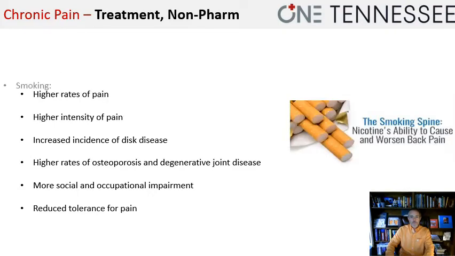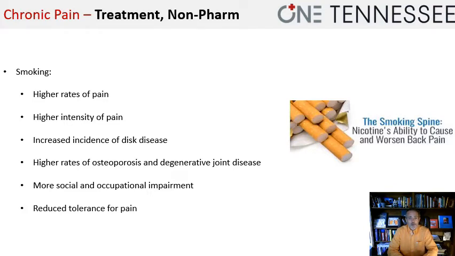Try to assess your patient's willingness to stop or cut back on smoking. We know the adverse health effects that smoking can cause, but sometimes we don't know how that contributes to pain. People who smoke report higher rates of pain, higher intensity of pain. They have an increased incidence of degenerative disc disease in the back, higher rates of osteoporosis and degenerative joint diseases.